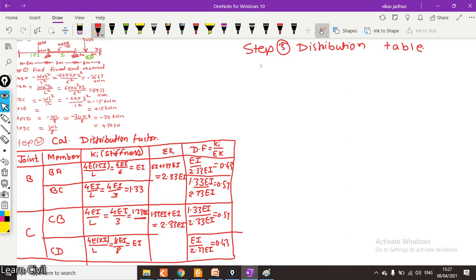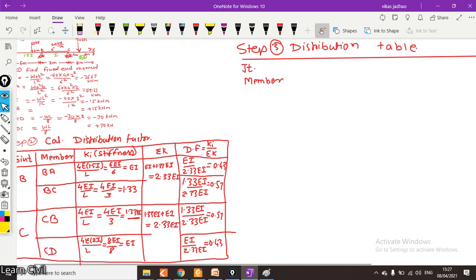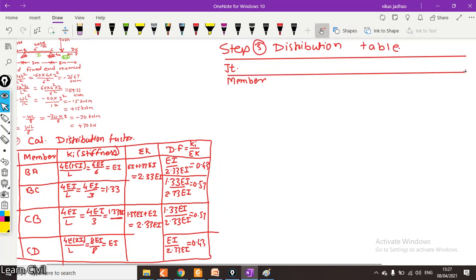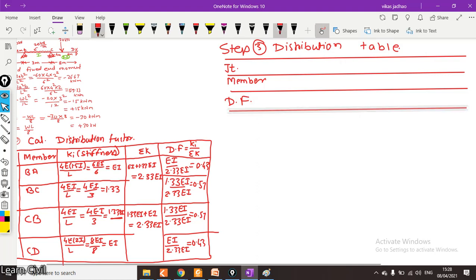Okay, so in the distribution table we have first the joint, then we have the member, then we have the distribution factor, and the fixed end moment. So draw a table like this.